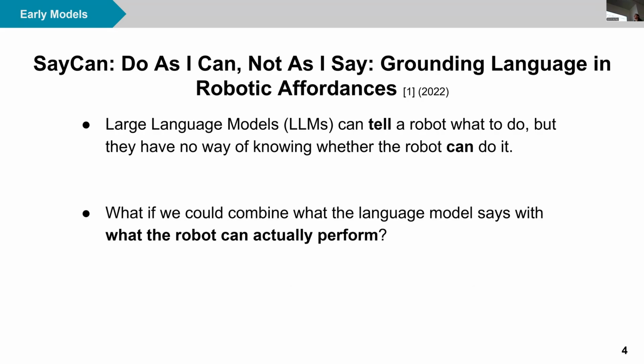This is the Say Can paper, Do As I Can, Not As I Say, Grounding Language in Robotic Affordances. And this paper comes about because the authors recognize that you can get a large language model to tell the robot what to do. But the model has no way of knowing whether or not the robot can physically do that given its capabilities. So what if you could combine what the language model says with what the robot can actually perform given its physical embodiment?